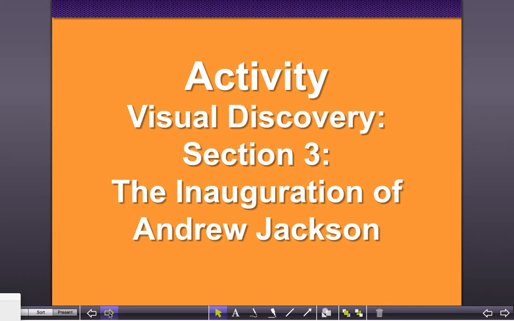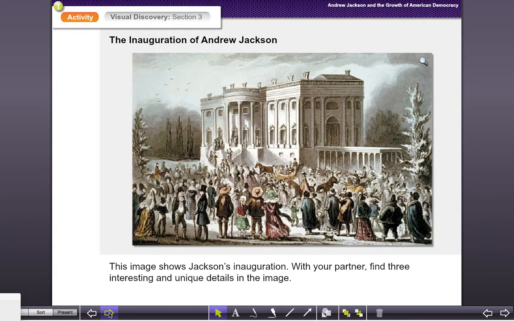All right, ladies and gentlemen, let's take a look at section 3. We're going to be talking about the inauguration of Andrew Jackson. This is when he's sworn in as the seventh president of the United States in 1828. Let's take a look. We've got a picture here that shows Jackson's inauguration.